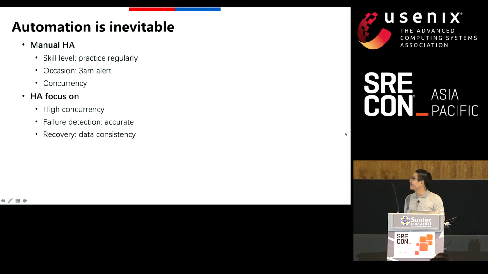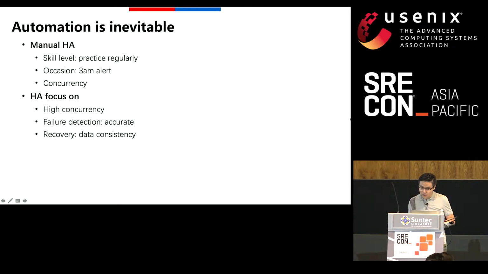Of course, manual recovery is uncontrolled, as it depends on the skill level of DBAs, so it should be practiced regularly. When a fault occurs at 3 a.m., we have to get up, open the computer, maybe with a cup of coffee, and then recover. 10 minutes left, I think. What's more, when more than one cluster fails, we hope we have many hands to handle it. So an automatic HA solution is inevitable.